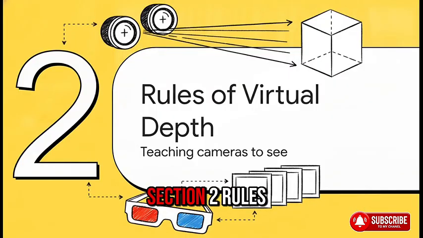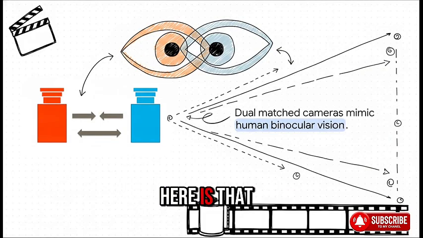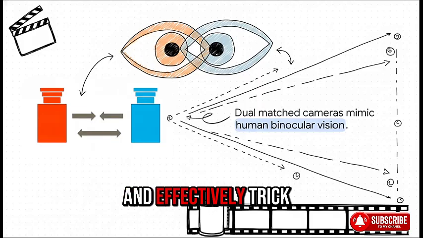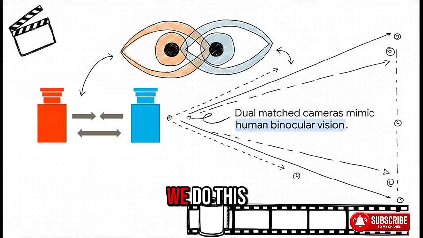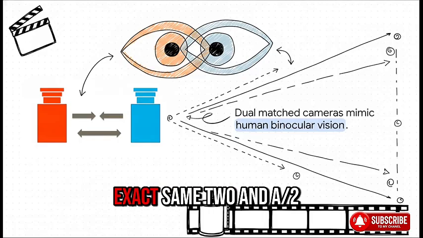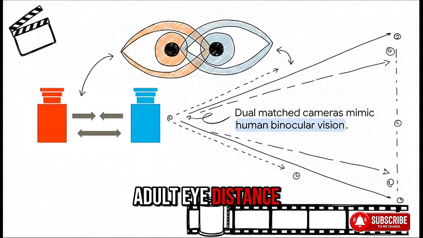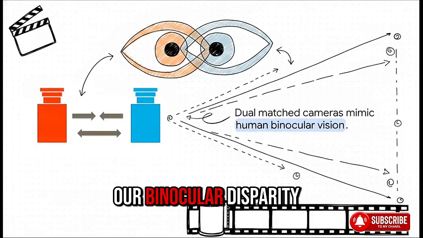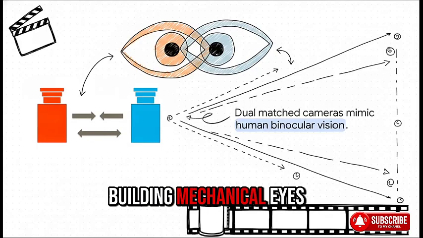Moving on to Section 2, Rules of Virtual Depth, teaching cameras how to see. The crucial takeaway here is that if we want a screen to look 3D, we have to fake that human biology and effectively trick those magnificent brains of ours. We do this by using a pair of matched cameras, literally mimicking human binocular vision. By placing two lenses spaced at that exact same 2.5-inch adult eye distance, we artificially recreate our binocular disparity. We are basically building mechanical eyes.